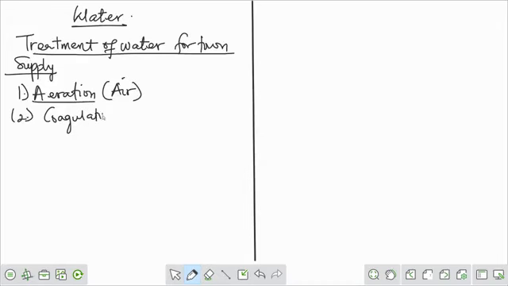Coagulation. You know that coagulation is like gathering the germs. Gathering, like gathering the dirt inside the water, using some chemicals. I think we use alum for coagulation.